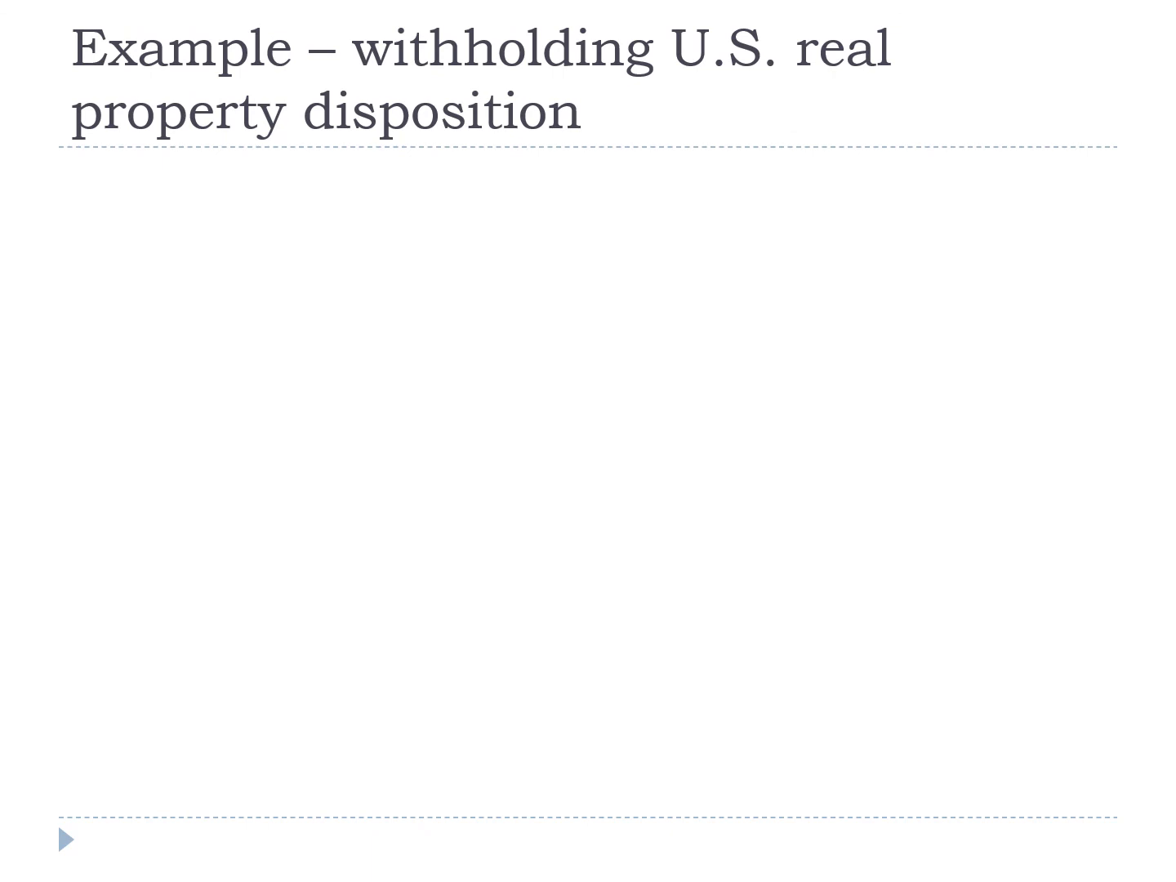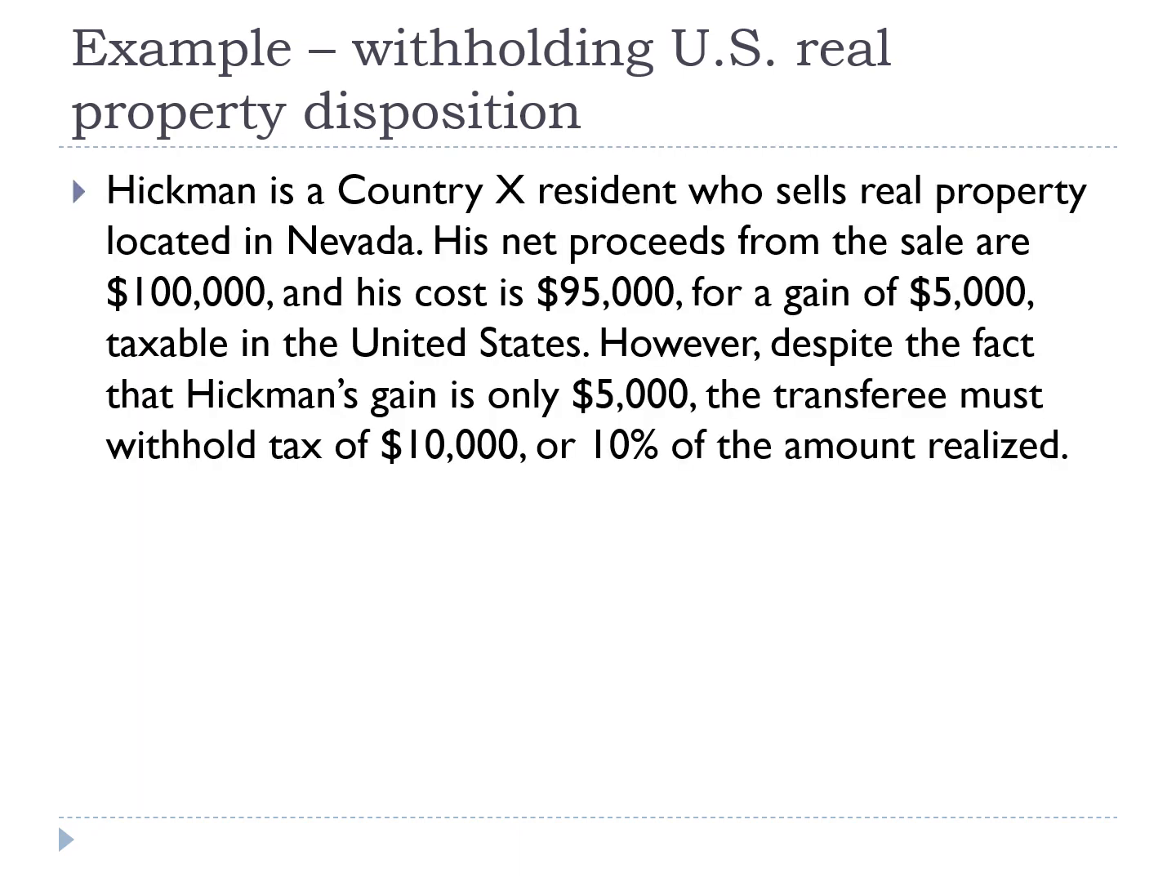Here's an example of withholding on the disposition of U.S. real property. Hickman is a Country X resident who sells real property located in Nevada. He is a non-resident alien. His net proceeds from the sale are $100,000, and his cost is $95,000 for a gain of $5,000. This gain is taxable in the United States. However, despite the fact that Hickman's gain is only $5,000, the transferee must withhold tax of $10,000 or 10% of the amount realized.